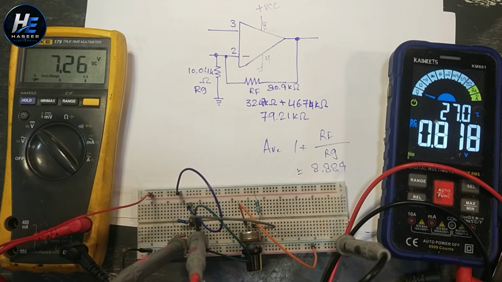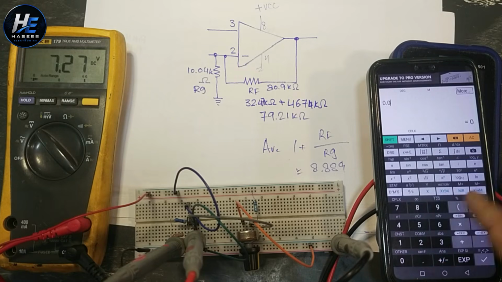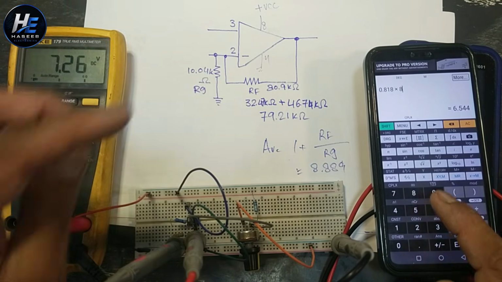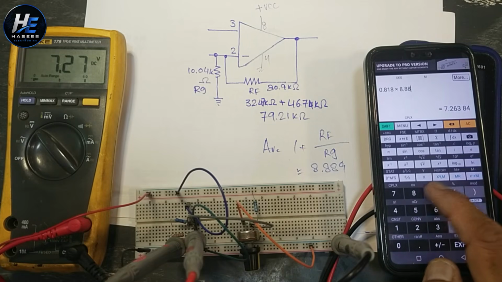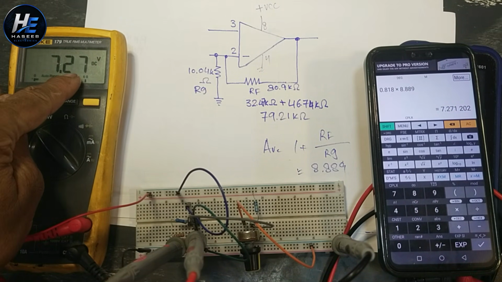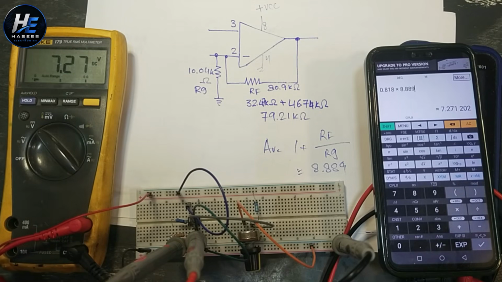If we provide 0.818 multiplied with this number, 8.889, that is gain, 7.27. Exactly the calculated output is here.